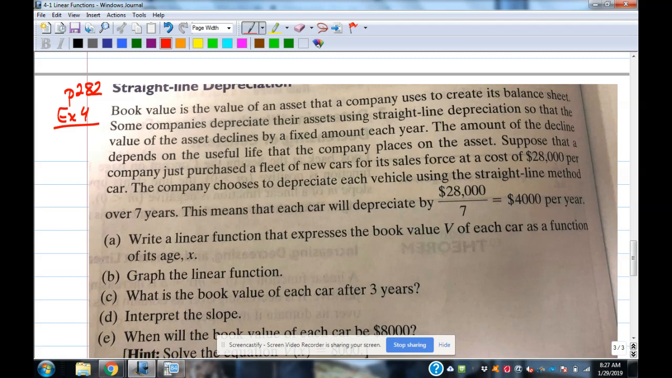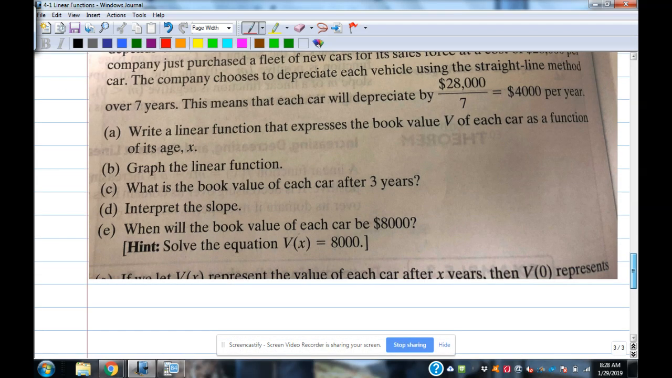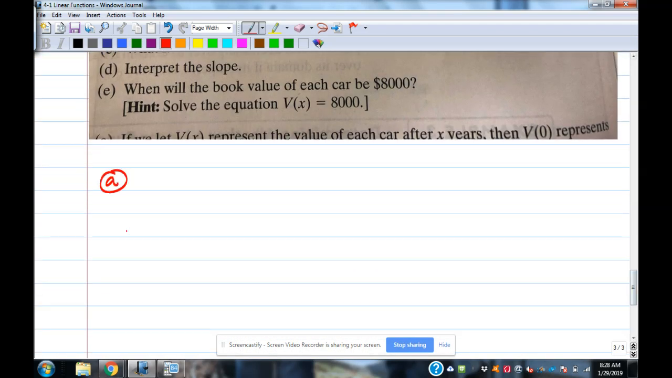Anytime we see per, what's that make us think the 4,000 is as far as a linear model goes? Slope. Okay, if you see the words per year, per something, you got to think, okay, that's probably the slope. Not necessarily always the slope, but it's most likely in the problem. So we want to write a linear function that expresses the book value V of each car as a function of its age X. So we want to write a linear model based on that. That's just part A. We're going to start with that. Part A, write a linear function for that.